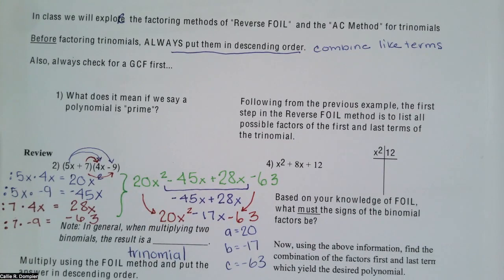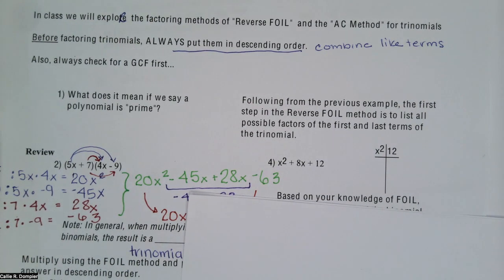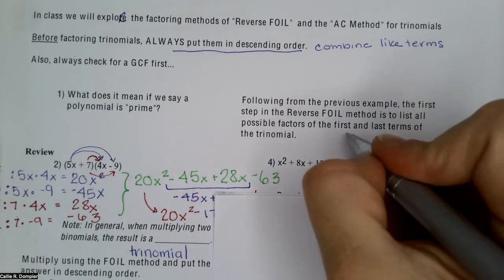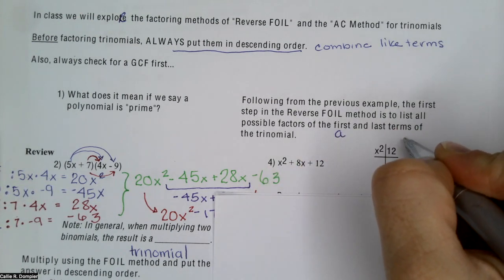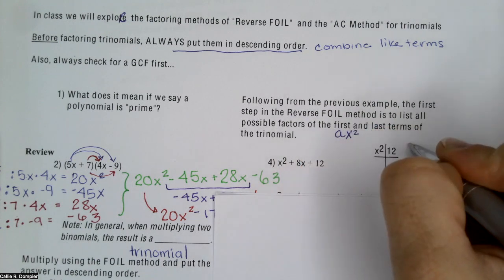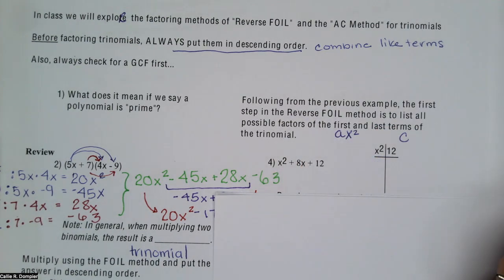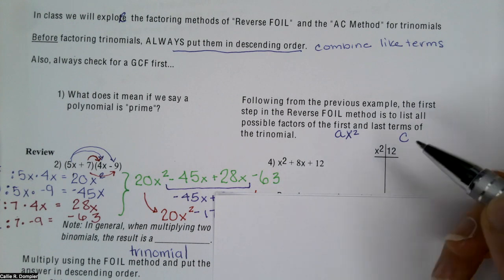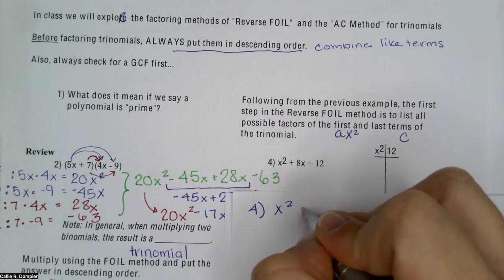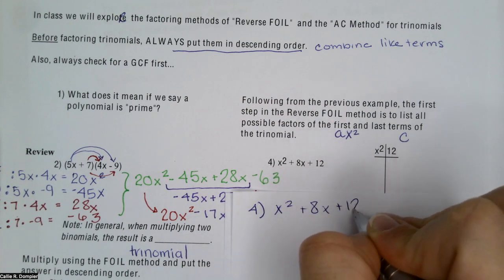We're going to start doing the FOIL method in reverse, and there's not enough space on this paper. So following from the previous example, the first step in reverse FOIL method is to list all possible factors of the first and last terms of the trinomial. So the first term is the A, the X squared, and the last term is the C. Okay. So we're doing number 4, I'm going to write it down here. X squared plus 8x plus 12.